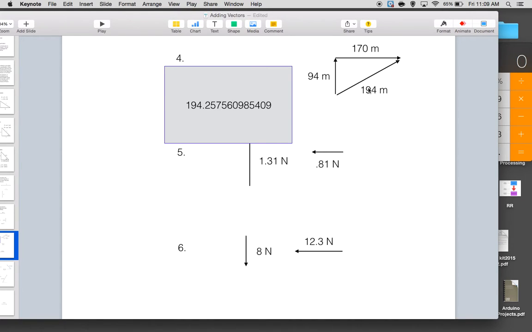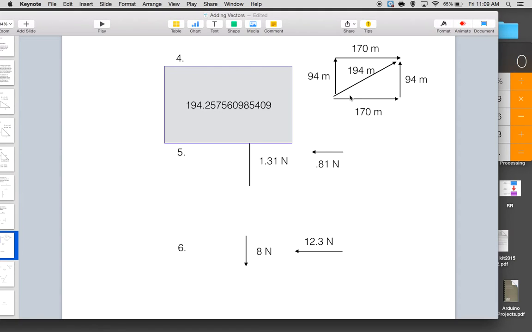Okay, now to find the angle, let's take a look at this parallelogram here and ask ourselves, what is this angle right there? What angle does this resulting vector make with the x-axis? By symmetry, we know that this side is 170 and that this side is 94. So let's do a little bit of trigonometry here, right?